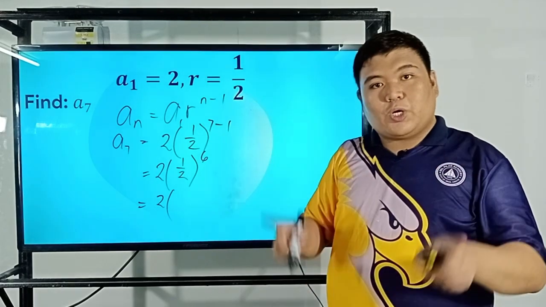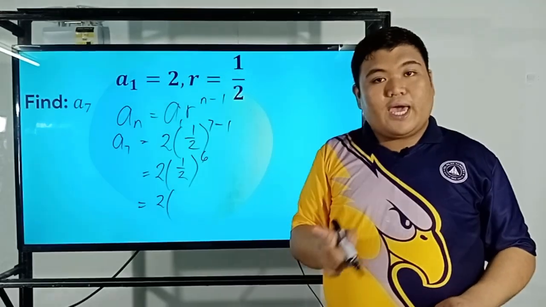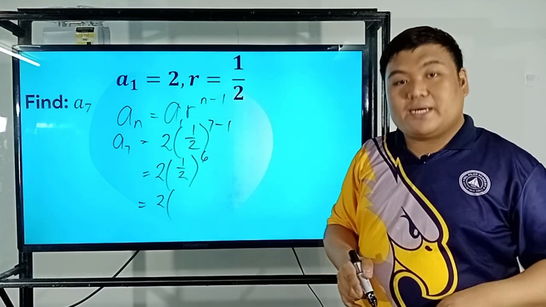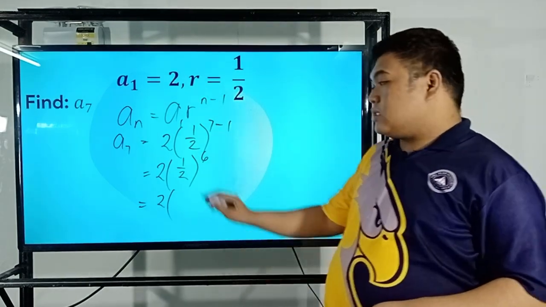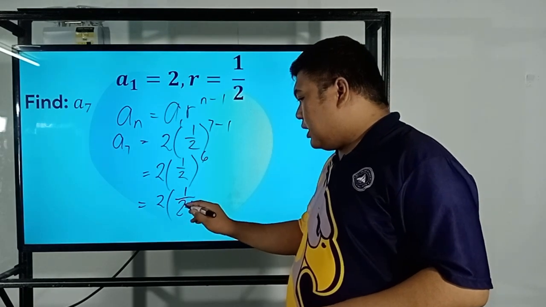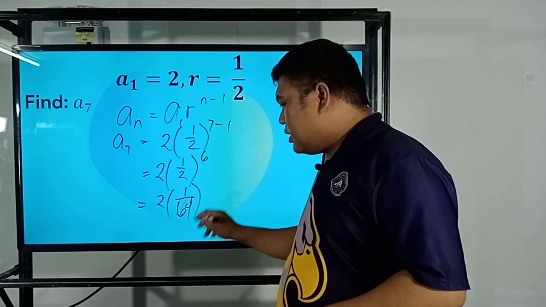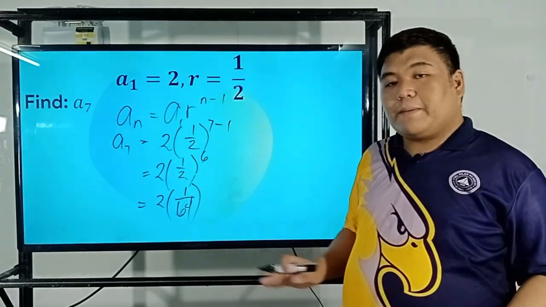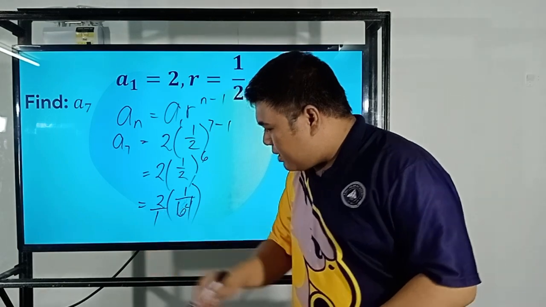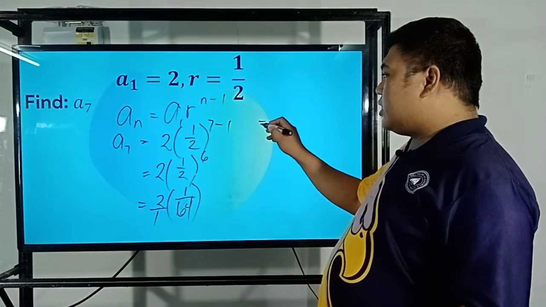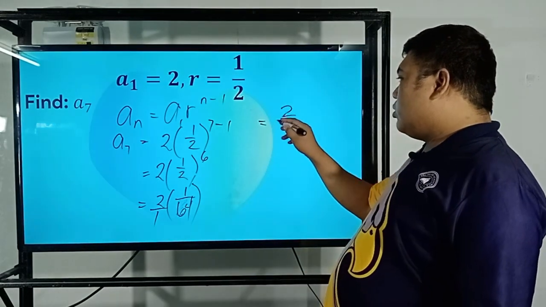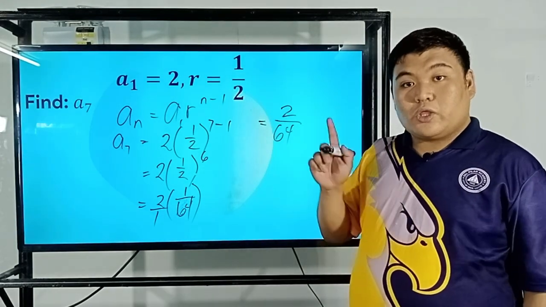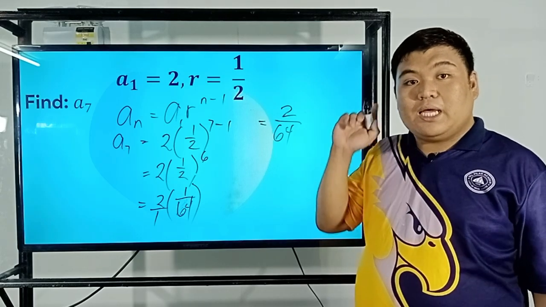Again, pag may fraction or may negative number na naka-raise to n the exponent, lagi po sa calculus ay i-enclose sa loob ng parentheses. So 1/2 raised to 6 will give you 1 over 64. And again, 2 times 1 over 64, lahat ng whole number ay may denominator na 1. Numerator to numerator, 2 times 1 is 2 over 1 times 64 is 64. Now, is this the final answer? No. Bakit hindi pa siya final answer? Pwede pang i-lowest term.